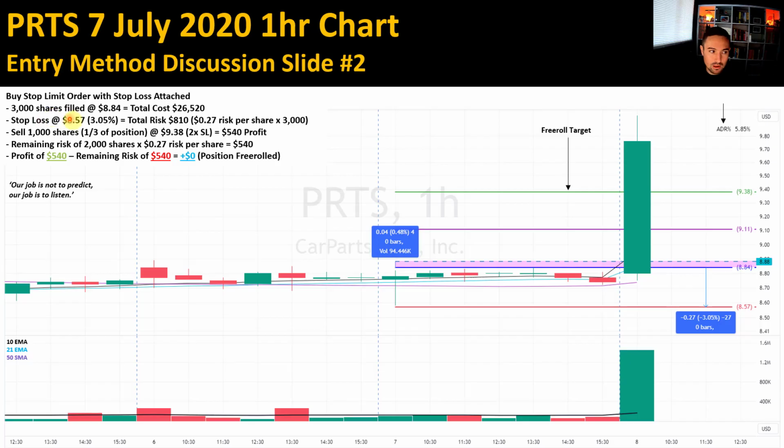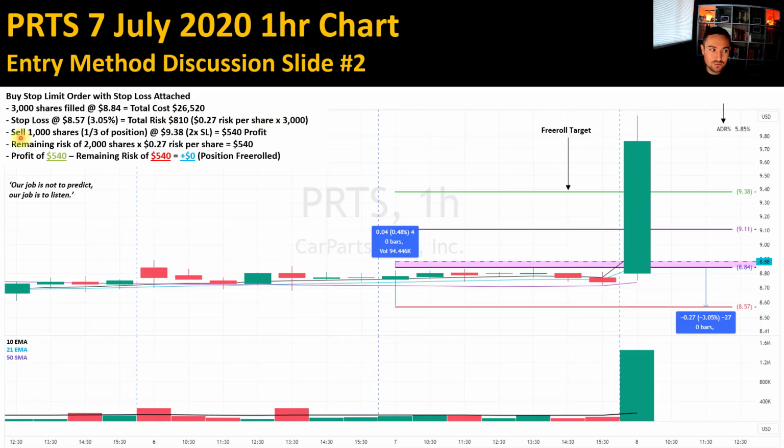Okay, great. We now place our stop loss down here at $8.57. So we have 3.05% risk. So our total risk on the trade, if we get stopped out there, obviously this is hypothetical. It can just slam down, you can get slippage and all sorts. But hypothetically, our total risk on the trade is $810. Why? Because we have 27 cents of risk per share. So you can see here $8.84 minus the $8.57 would be 27 cents. You see that? So we've got 27 cents times our 3,000 shares. That gets us to $810.